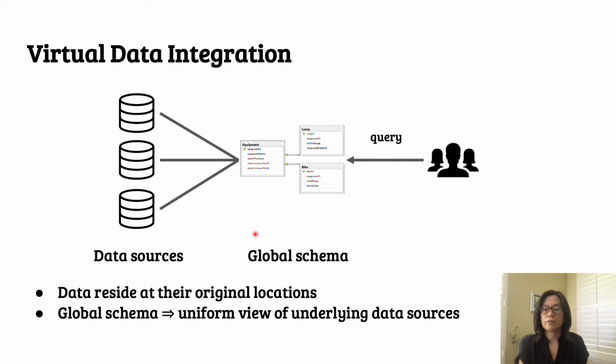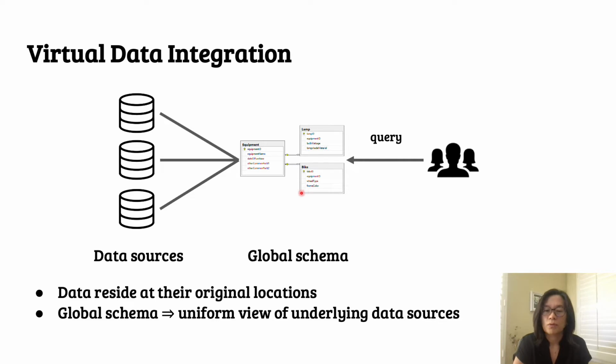Schematically, this is how a virtual data integration system looks like. There is a number of data sources on the left, and there is a global schema that presents to the user a uniform view of how the underlying data sources look like. That is, what the user sees is a single schema and queries the underlying data sources through this single schema. And she's unaware that, in fact, multiple underlying data sources exist.